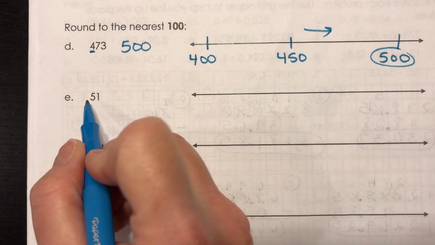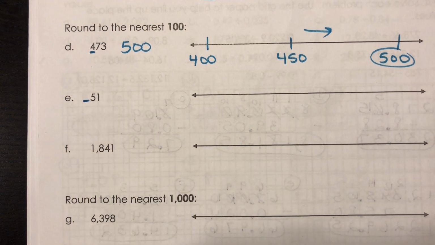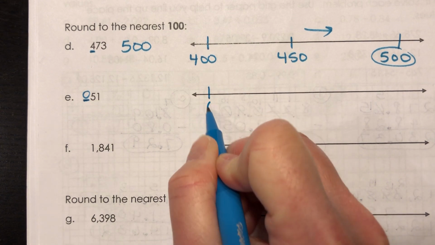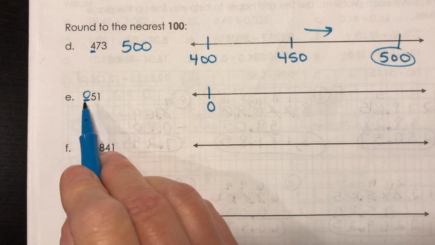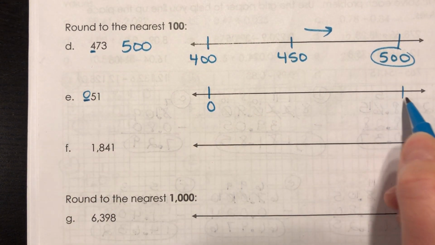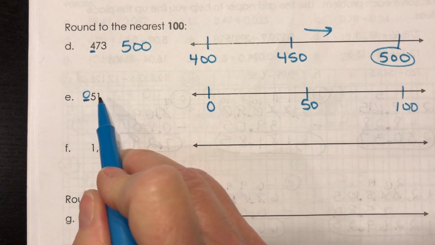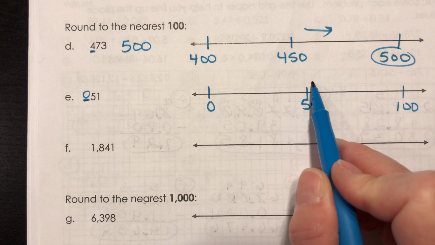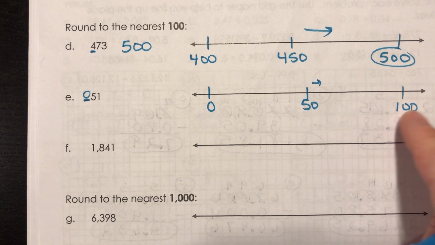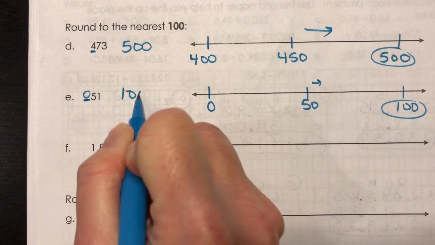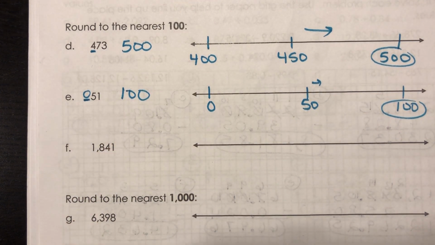For letter E, I don't see a number in the hundreds place, right? We know that it's really 0, so we would start with 0. 100 up from 0 is 100. The halfway mark is 50. 51 is just past the halfway mark. That means it's going to be closer to 100 than it is to 0. So 51 would round to 100 if I was rounding to the nearest hundreds. It would be different if I was rounding to the nearest 10, but I'm not. I'm rounding to the nearest 100.